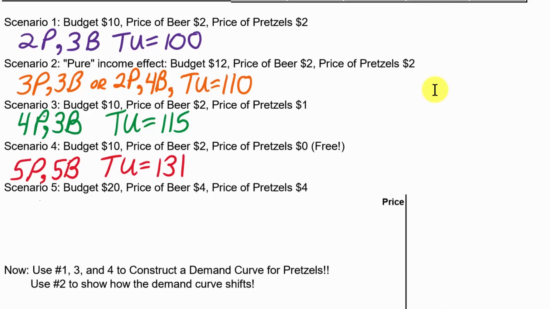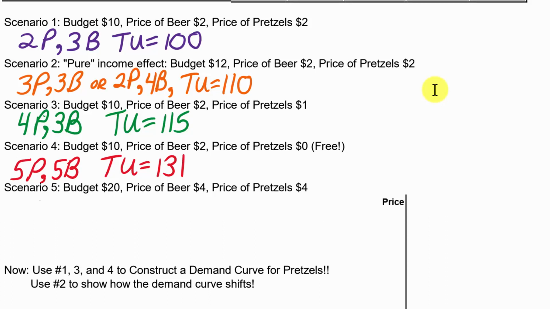All right, that takes us to scenario number 5. Our budget is $20, price of beer is $4, and the price of pretzels is $4. I want you to think about this one. What would the budget line look like, and what would the person's choice be that maximizes their utility? Take a second and think about that.